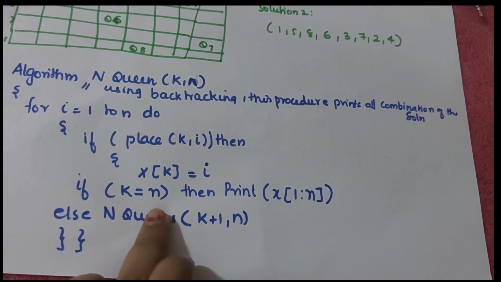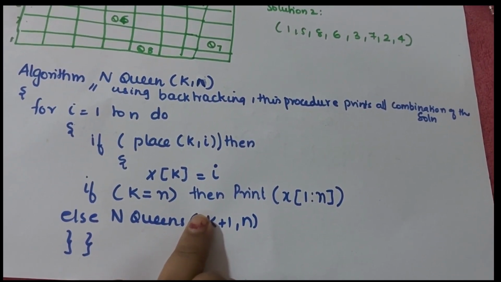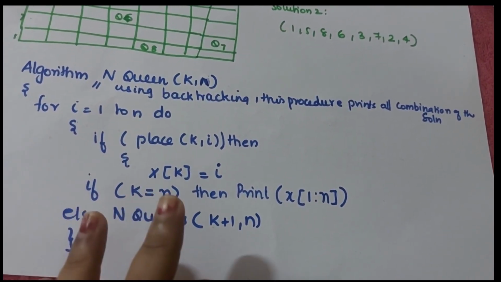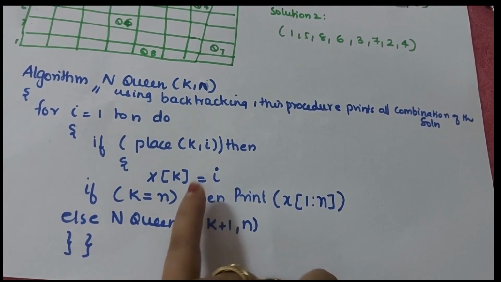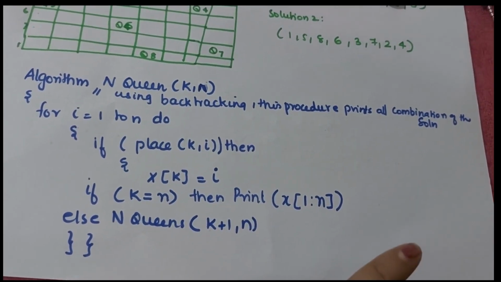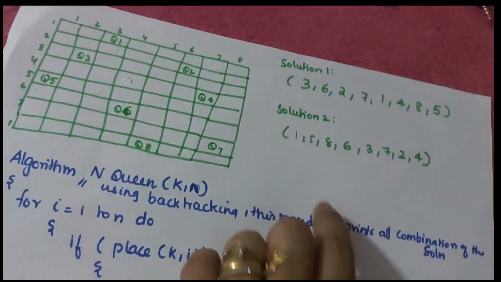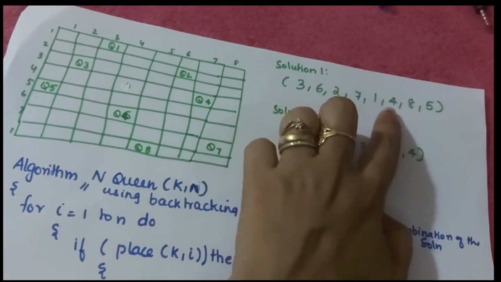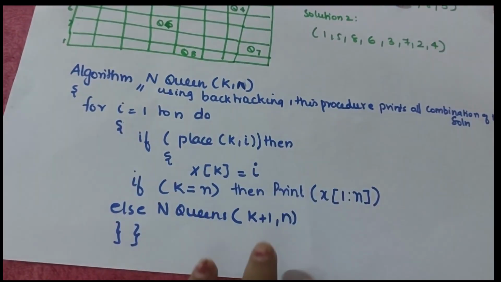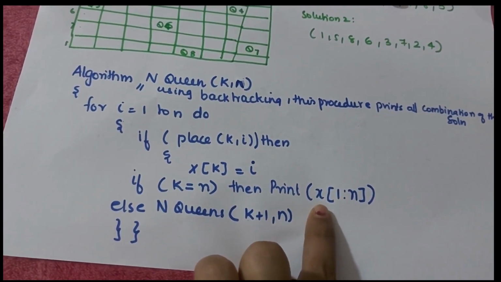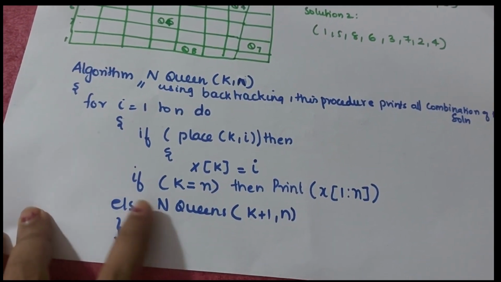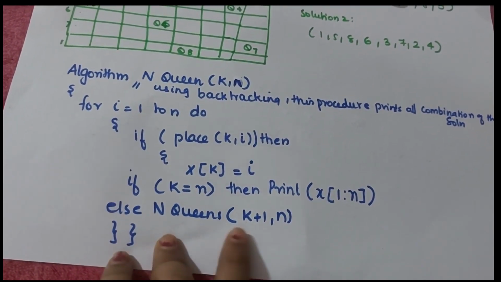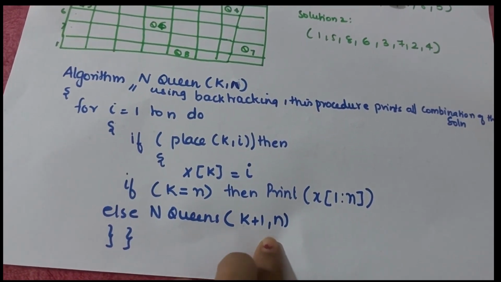If k is equal to n, it means that you are going to place the last queen. Then if you have placed the last queen, you have to print that array, as we have already printed, like this: 3627148. So you have to print that x array from 1 to n. Else you have to go for the n-Queens problem from k plus 1 comma n.